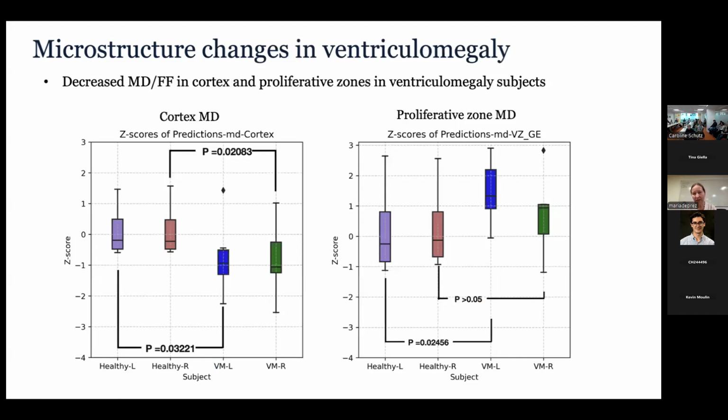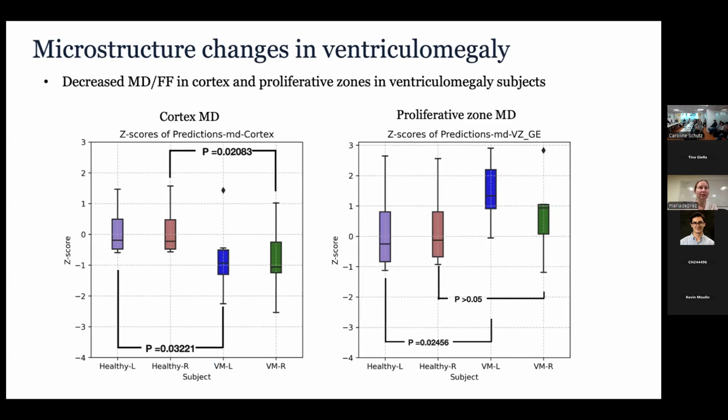And this is a result from a master's project. We try to compare the microstructure for ventriculomegaly. It was again a small study because we have only 6. So it's not very precise, but we did find differences. And again, it's in cortex and proliferative zones.